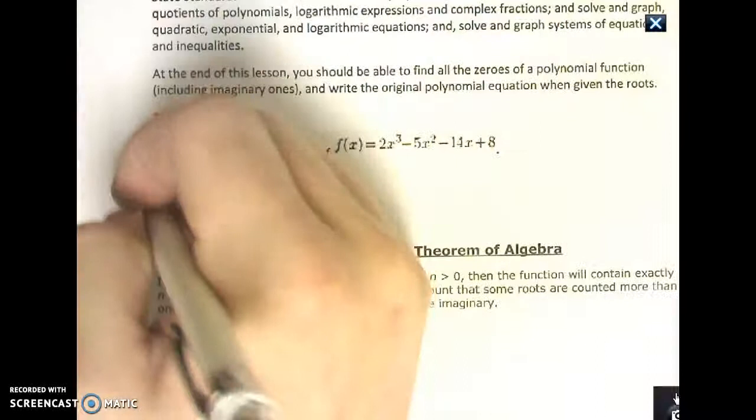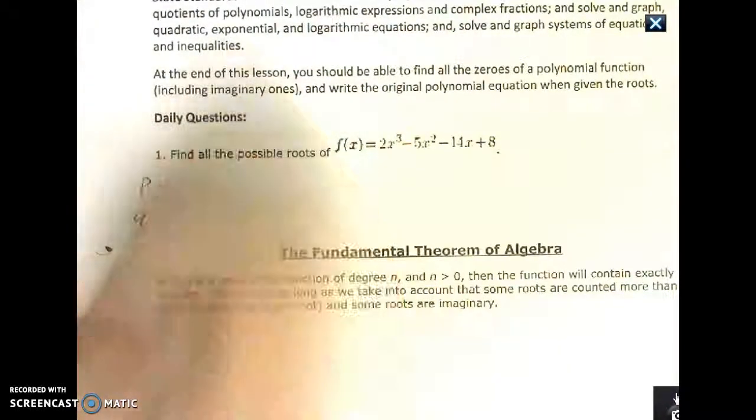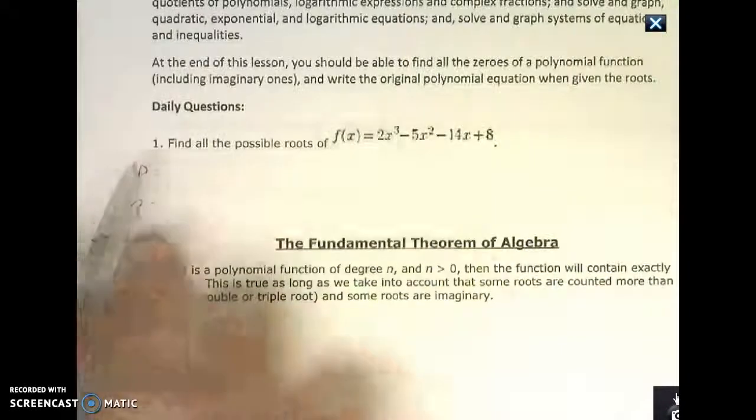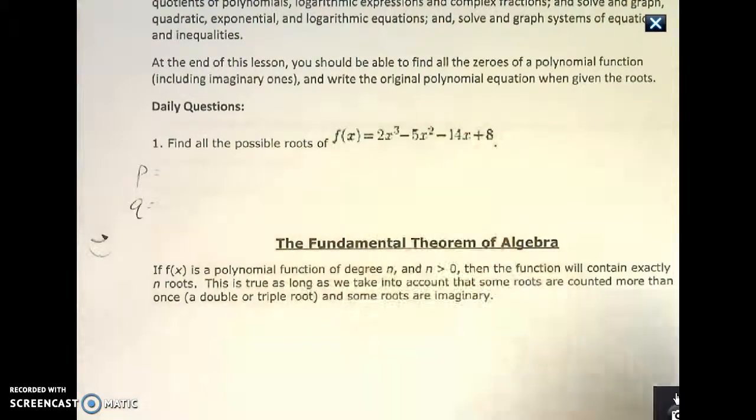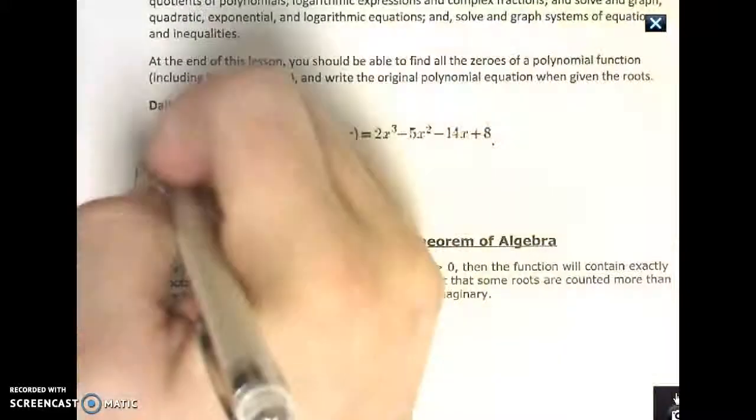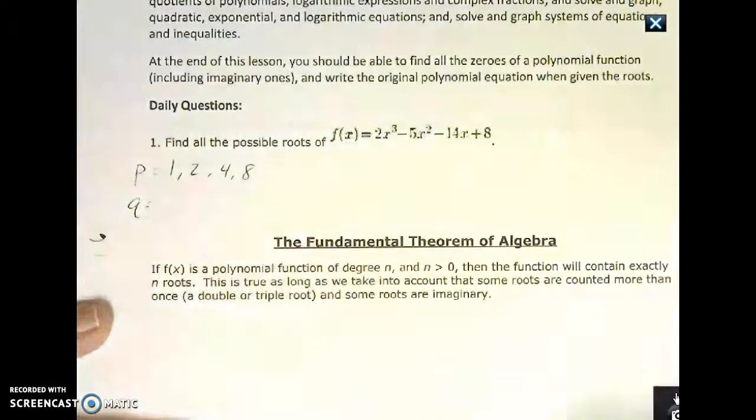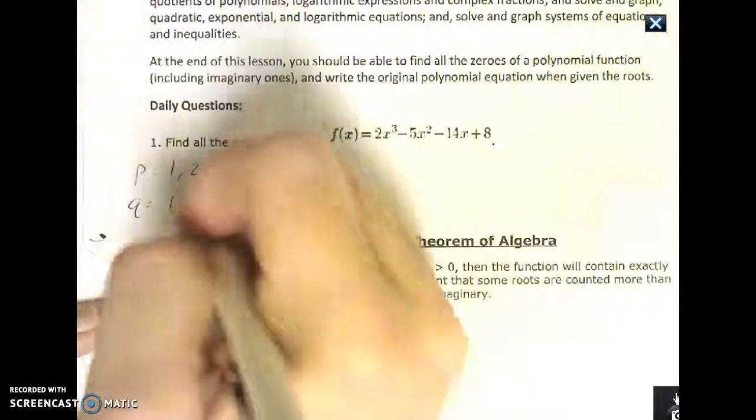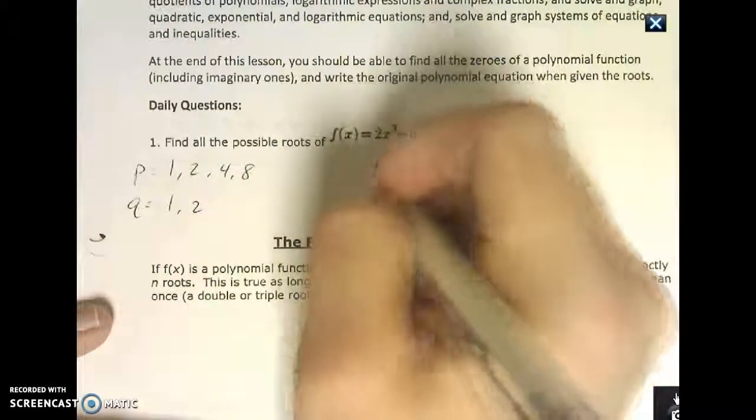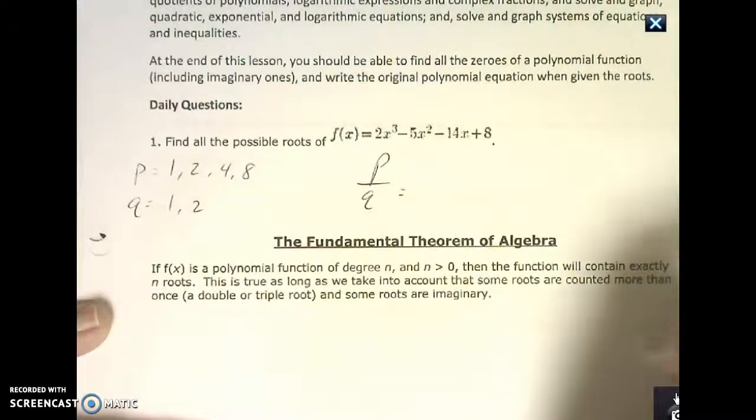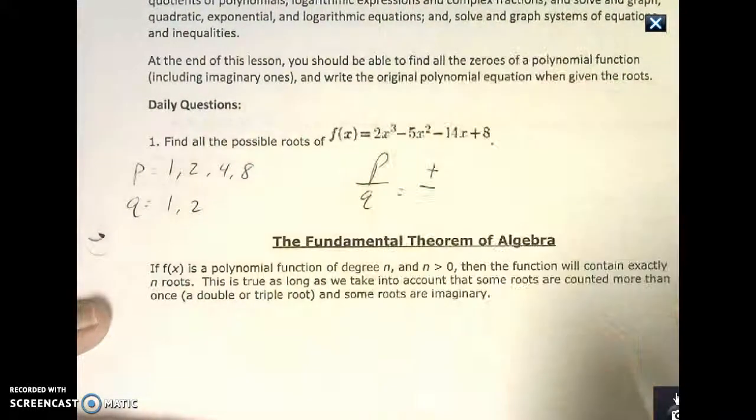So this is where we're finding our p and our q. P is always the factors of your last term. In this case we have 8, so it's 1, 2, 4, and 8. And for q it's 1 and 2. So to find all of my possible roots, it's just your p's over q's.